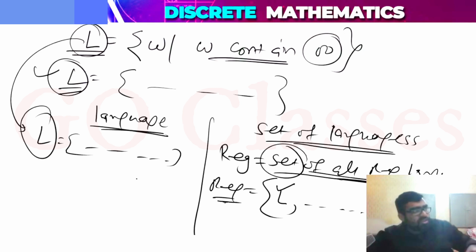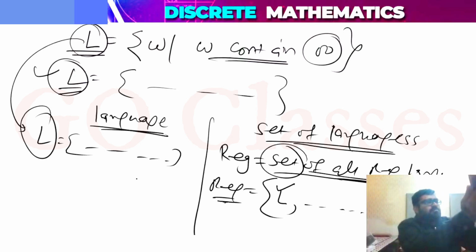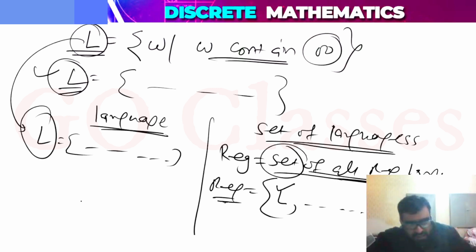Some students might be thinking that this is a very obvious point, but what I have seen in my last 3 or 4 years is that this is the hardest thing for a student to understand. Let me tell you why. Every year I am seeing this: many students do not understand that a language is not a set of languages.